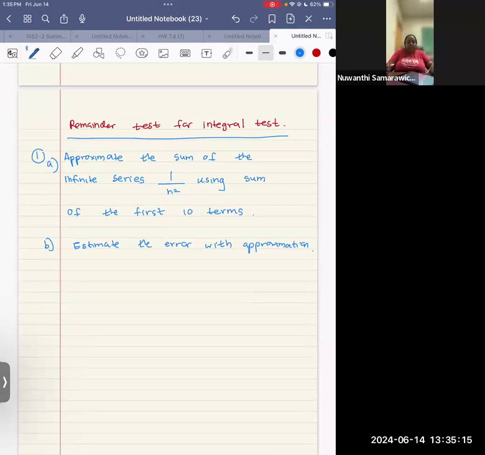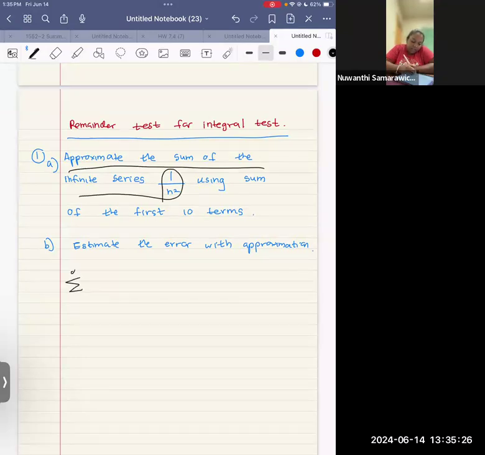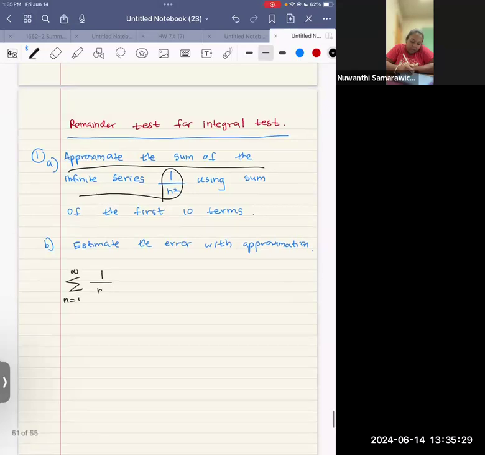Okay, so let's first do the first part. Approximate the sum of the infinite series. Let's write it: the infinite series 1 over n squared. Just approximate this using the sum of the first 10 terms. That means you just write n is equal to 1 to only 10, now not infinity, only 10. That's why it is an approximation. Up to 10 values of 1 over n squared.